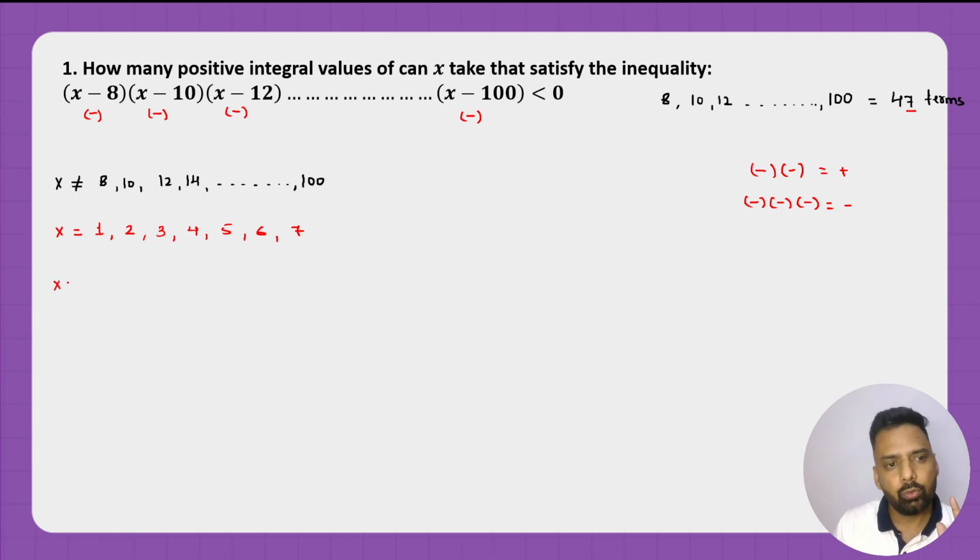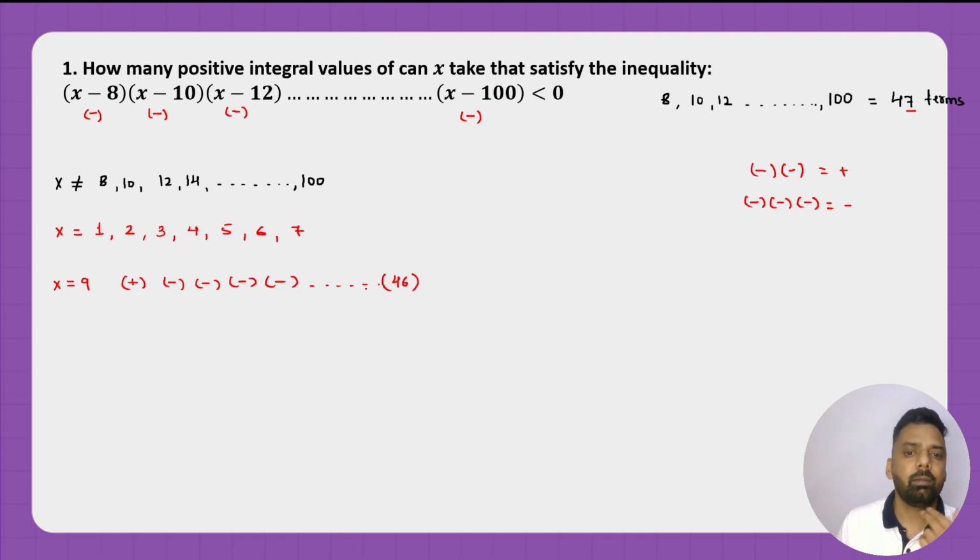Okay, now let's go for x is equal to 9. 8, 10, 12 मतलब इसके बाद even number को we do not have to check. Let's check 9. So when I substitute x as 9, I will get first term will be positive and rest all the terms will be negative, right? Rest all terms will be negative और कितनी terms मिलेंगी मुझे negative? I have 46 terms as negative. अब number of negative terms are even, तो इन सबका जो product होगा that will be positive. तो ये तो प्लस है तो already positive है. इस केस में value will be greater than 0, so x is equal to 9 will not satisfy my condition.